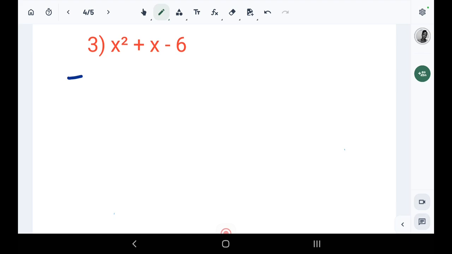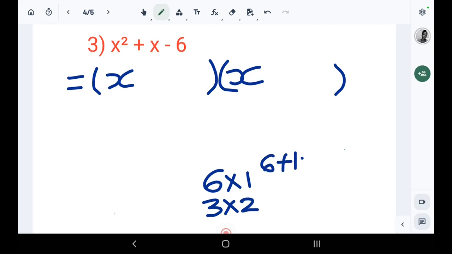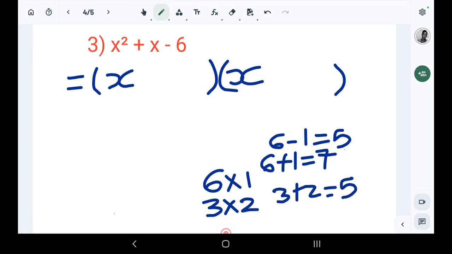Now, step number 1, again, we write the 2 pairs of brackets. In each one, x and x, because those are the only factors that can give us x squared. Now, step number 2, we find factor pairs of the last term. All right, 6 plus 1 gives us 7, and 6 minus 1 gives us 5. 3 plus 2 gives us 5. 3 minus 2 gives us 1.